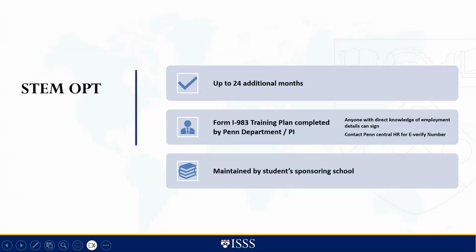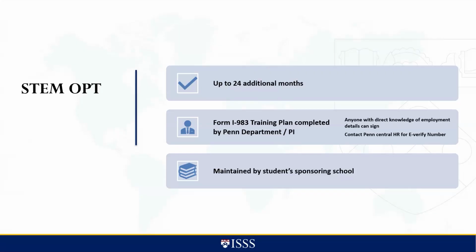Okay, so the next one is STEM OPT. Just like what I've mentioned, after 12 months of OPT, if the student has a STEM major, they will be able to enjoy another 24 additional months.